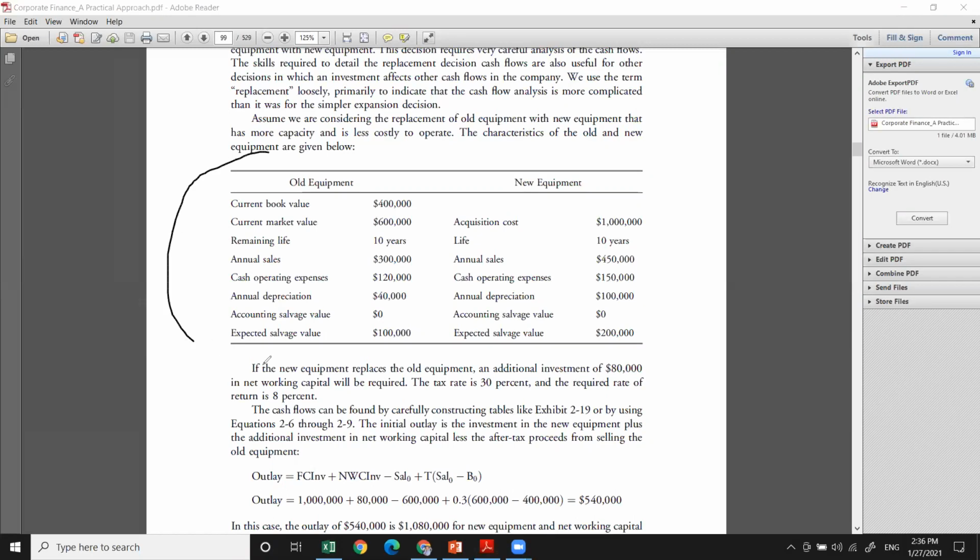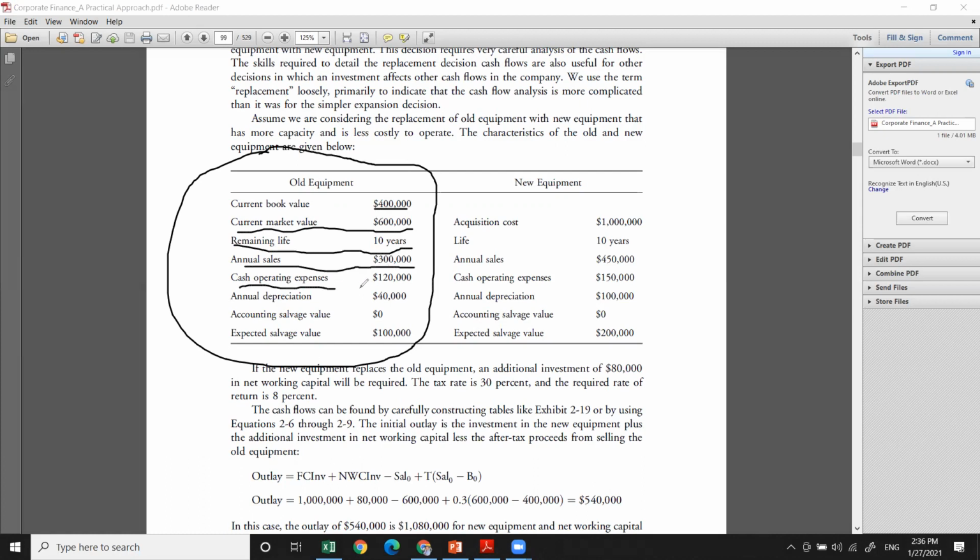Here is all the equipment that we have. For the old equipment, the current book value is 400,000 and the current market value is 600,000. The remaining life is 10 years, annual sales are 300,000, and cash operating expense is 120. Annual depreciation is 40,000 for the remaining value, and accounting salvage value is 0. The expected salvage value at the end of the 10th year will be 100,000.